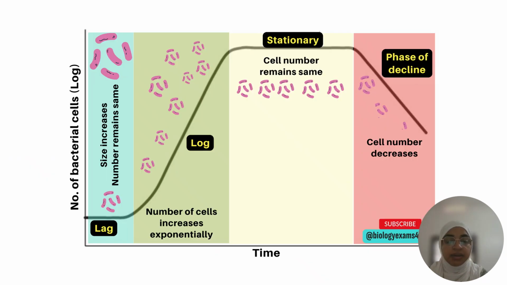This is the graphical representation of cell growth, the microbial growth curve. You should learn this graph thoroughly. It is very important to draw the graph in an examination. So this is the lag phase, this is the log phase, this is the stationary phase, and this is the phase of decline or death phase.